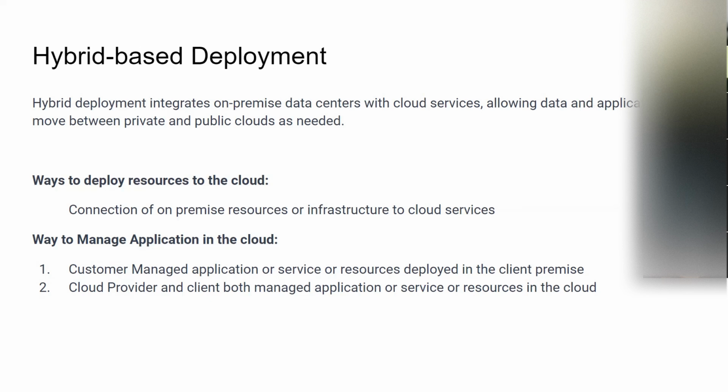Then the third one is the hybrid-based deployment. The hybrid-based deployment is when you have some resources on-prem, and you also have some resources in the cloud. And you can connect or integrate the two together to function as one. So how do we deploy resources to the cloud if you are using hybrid? You have to do a lot of things. The first thing you need to do is networking. You have to make sure that your on-prem servers or on-prem resources can send requests to the cloud data center, and the cloud data center too should be able to send requests back to you.